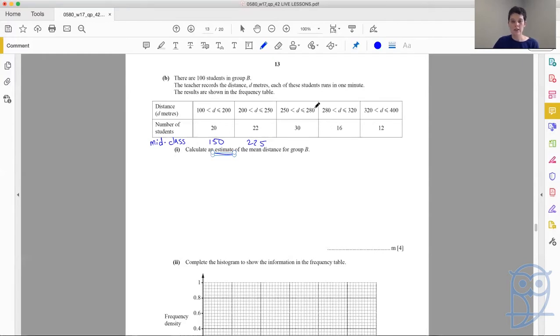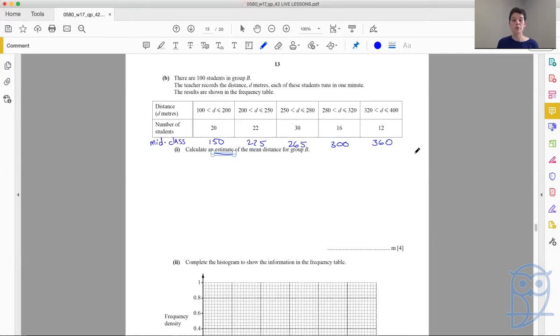250 to 280, well, the quickest way to do it, if you're a little bit wobbly, is 250 plus 280, all of that divided by 2. That gives us 265. From 280 to 320 is back to straightforward, 300. 320 to 400, 360. So now we've got the middle of each of those ones.